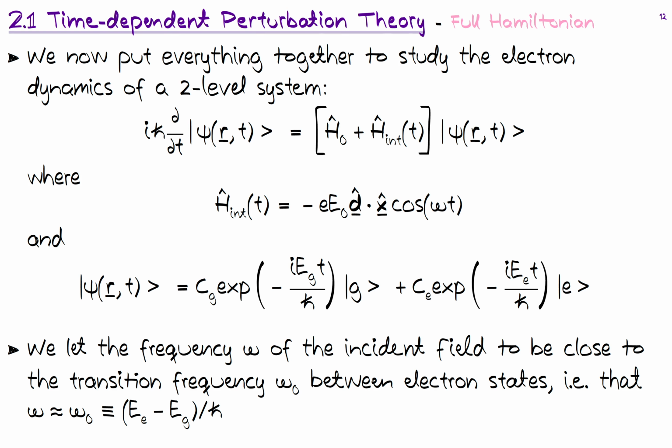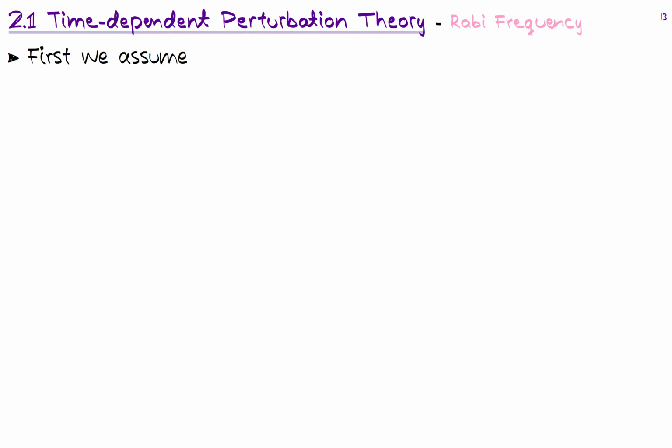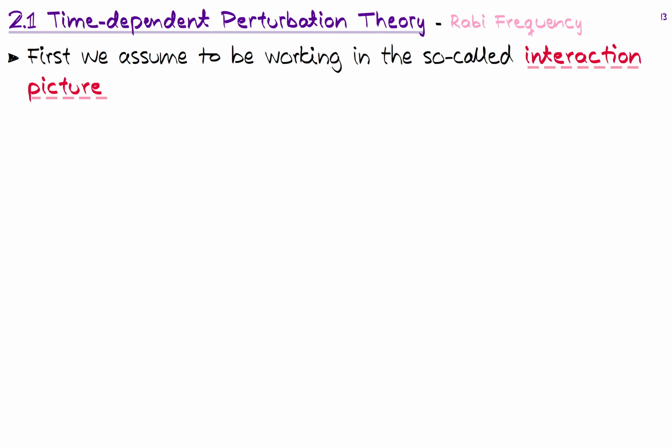So this is what we are assuming, that we have an incident field with a frequency matching almost the transition energy of the electron being lifted up from the ground state into the excited state, or either way, stimulated emission taking place and lowering the electron from the excited state into the ground state. Okay, so let's assume that we are working next under a so-called interaction picture.